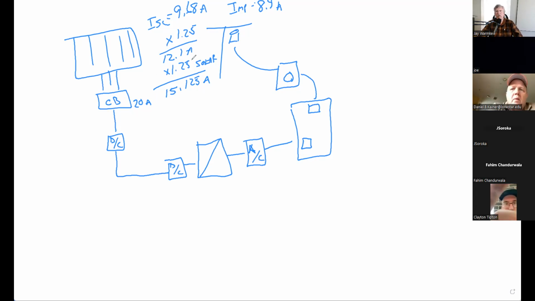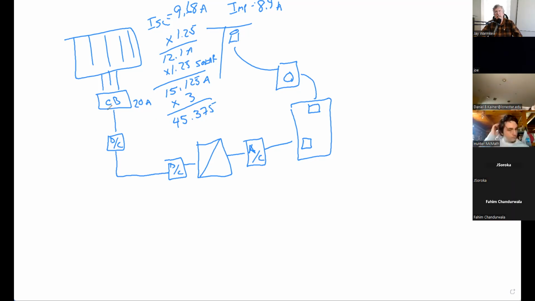Now, actually, what we're doing, we figured out that each string was 15.125. We've got 3 strings being connected in parallel, so we just take that times 3. 45.375. Is that right? Yes, okay.